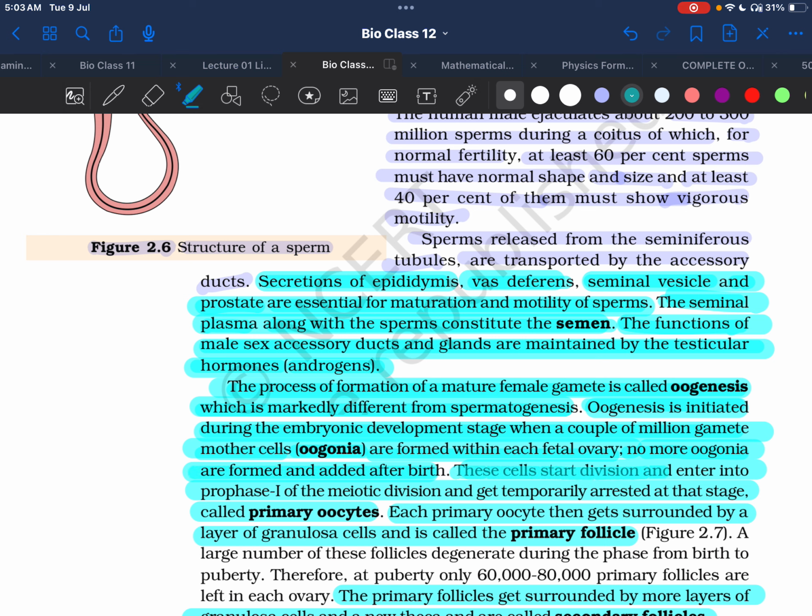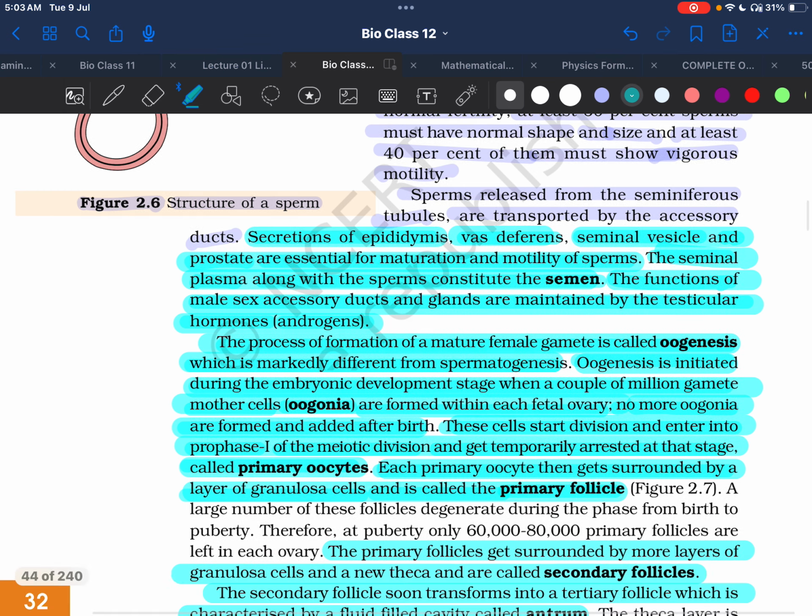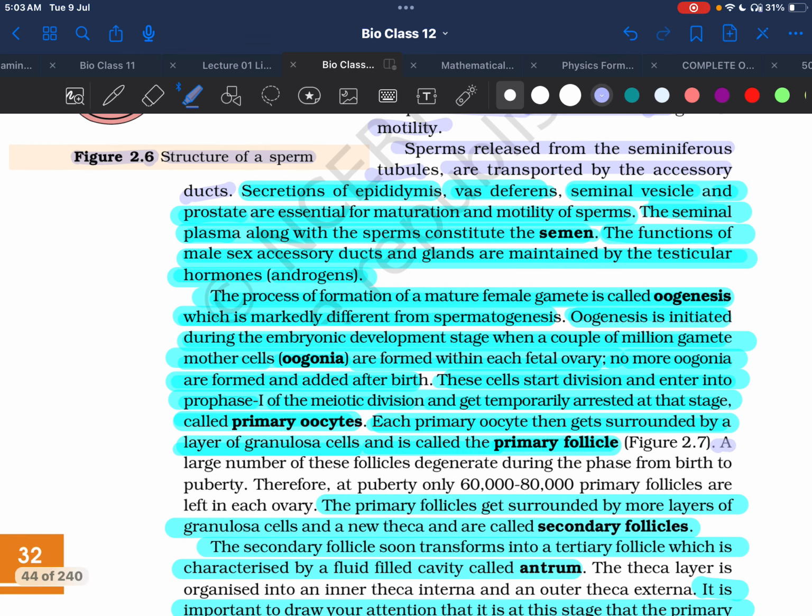These cells start division and enter into prophase 1 of the meiotic division and get temporarily arrested at that stage, called primary oocyte. Each primary oocyte then gets surrounded by a layer of granulosa cells and is called primary follicle. A large number of these follicles degenerate during the phase from birth to puberty. Therefore, at puberty, only 60,000 to 80,000 primary follicles are left in each ovary.